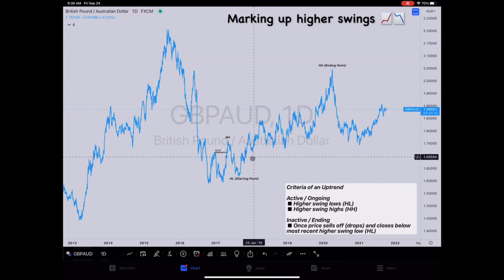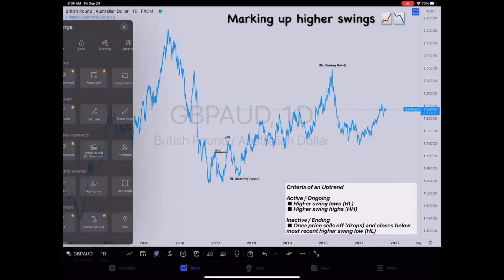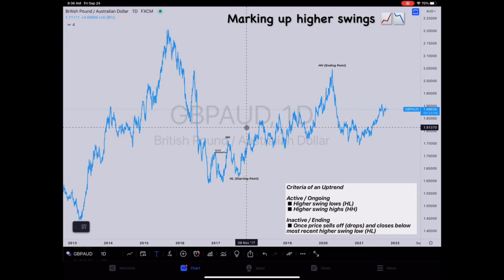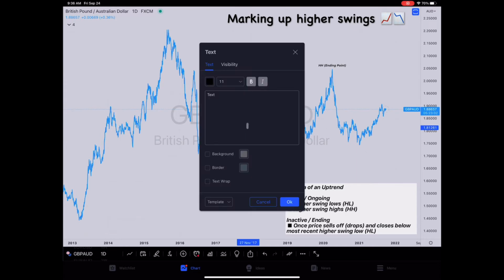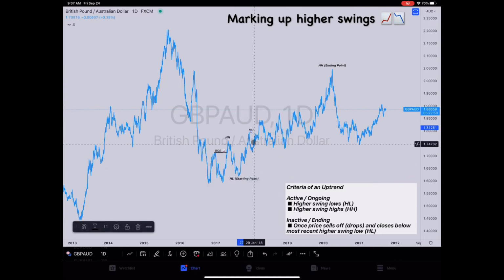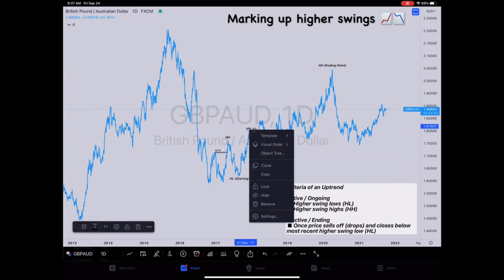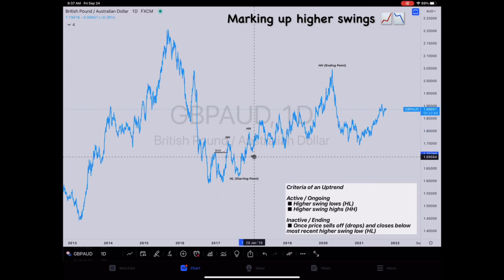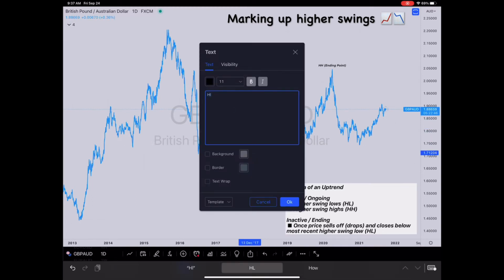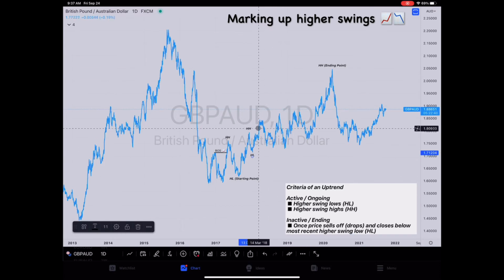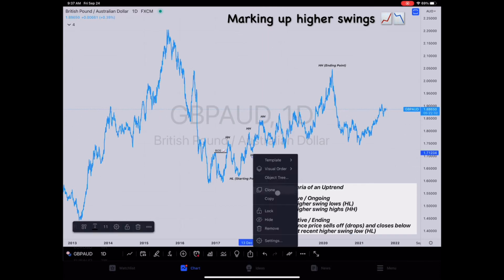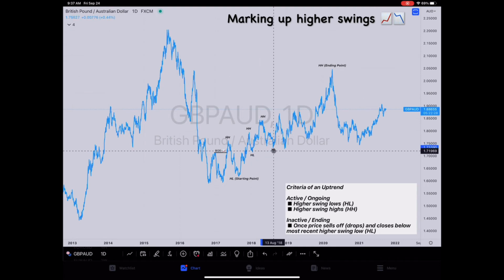All right, so I'm going to show you guys how to put this in motion and put this in practice. We're going to start marking up the different higher highs and the higher lows that we can see. Also, as you guys can see, I listed out the starting point below where it says higher low starting point, and I also listed out the ending point where it says higher high ending point. I'm just marking up the different swing highs and swing lows.